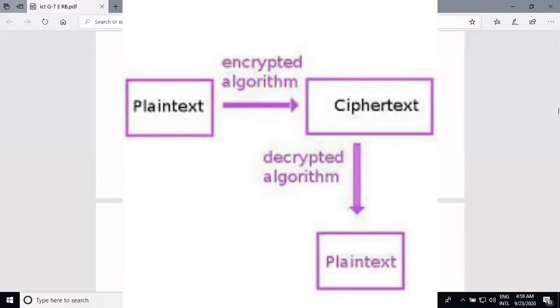So, understood? Encryption means you have a plain text, like for example, "I'm coming home." That's a plain text anybody can understand. Now in this picture, you can understand what is really happening. If you encrypt the plain text, you will get ciphertext. And if you decrypt, you will again get the plain text.